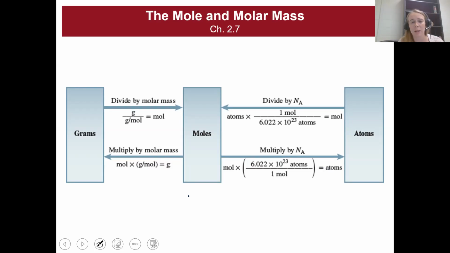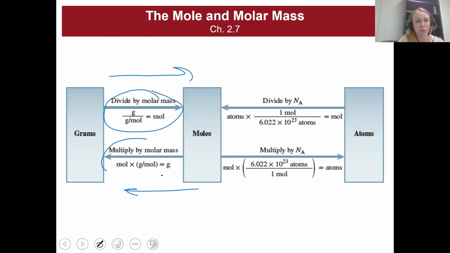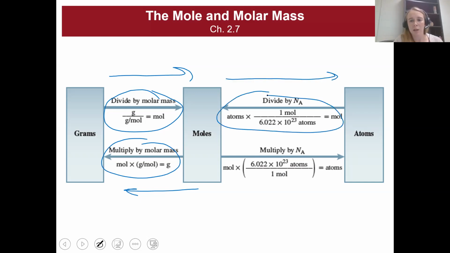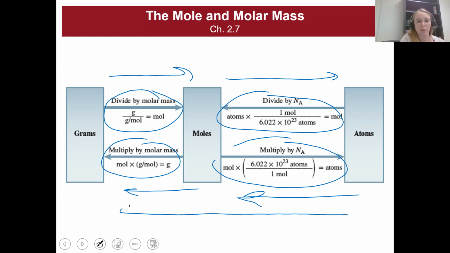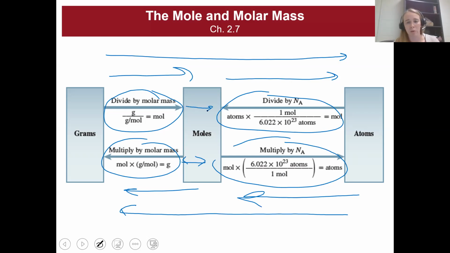And this is just a graphic from your book. If you tend to like to do things in flowcharts or have visuals of what you're doing, this is how you would do that. So you can go from grams to moles with this conversion. You can go from moles to grams with this conversion. You can go from moles to atoms with this conversion, and atoms to moles with this conversion. And if you need to go from atoms to grams like we just did, you need to use both. If you wanted to go from grams to atoms, which is the opposite of what we just did, you'd need to use both.